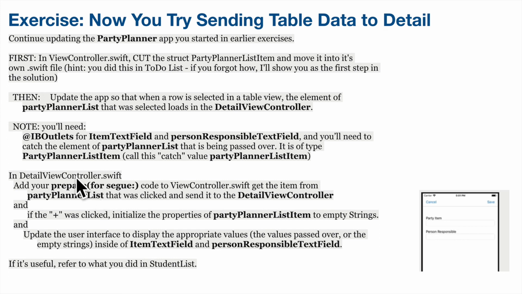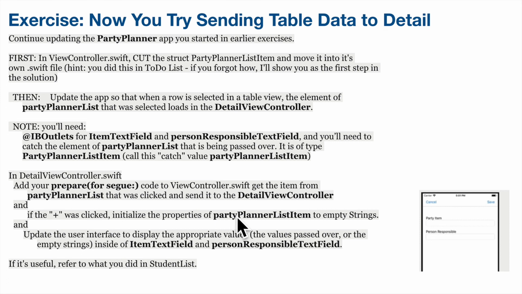Then in your detail view controller, you're going to add a prepare for segue. It's going to behave just like the previous one, but when an item in the table view was clicked, you're going to grab an item out of the party planner list and send it to the detail view controller. So your data structure is changing. Your array, the name of the value you're sending it to, and the name of your destination view controller.